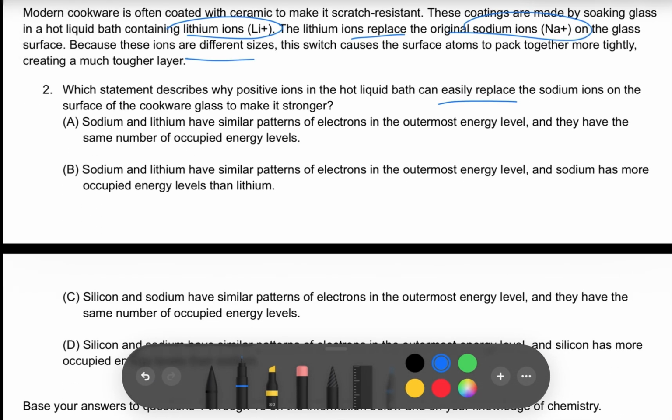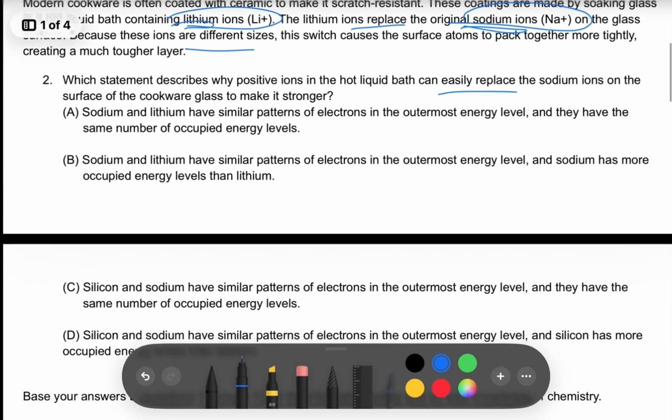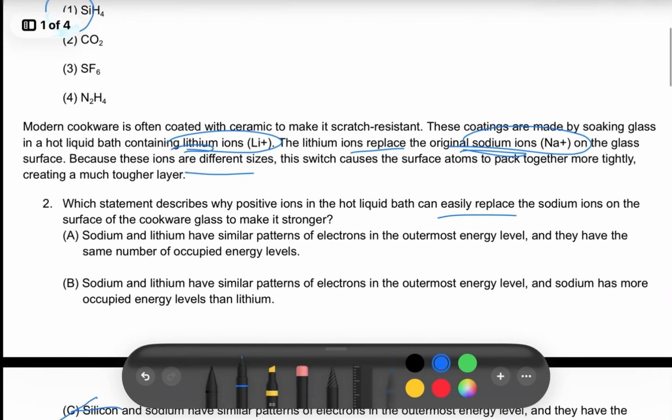Well, we are between A, B, C, and D. In the question, we're talking about lithium ions and sodium ions. But C and D are talking about silicon, which is not relevant. So now we're between A and B. Let's read A. A is saying that sodium and lithium have similar patterns of electrons in the outermost energy levels. So this is referring to valence electrons. If we look at the periodic table of elements, we see that lithium and sodium are both in group 1, meaning that they both have one valence electron. So this is true. But then it says they have the same number of occupied energy levels.